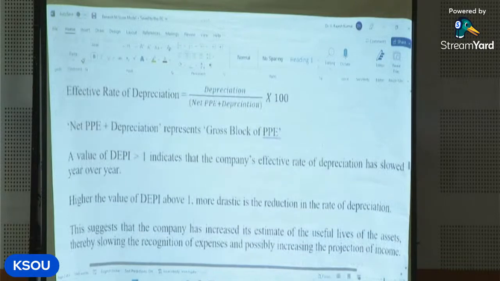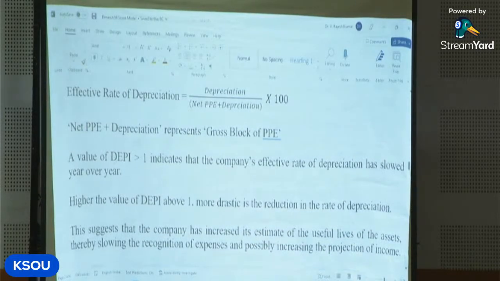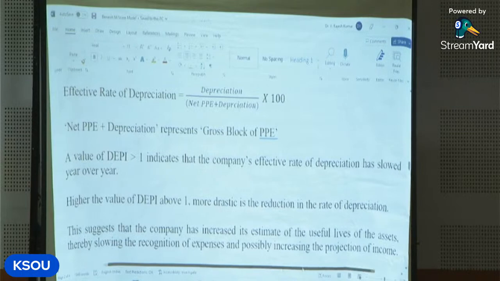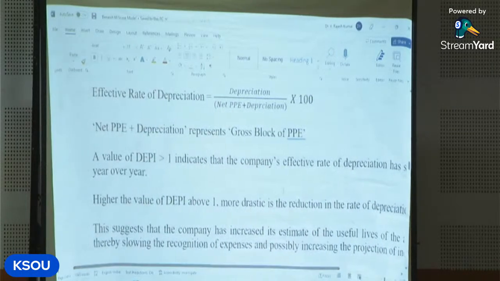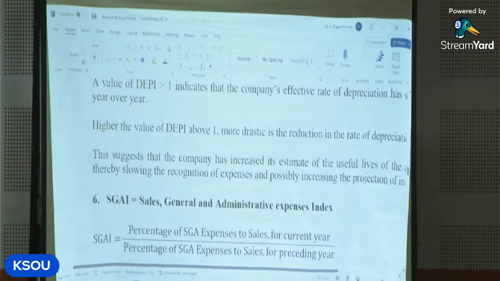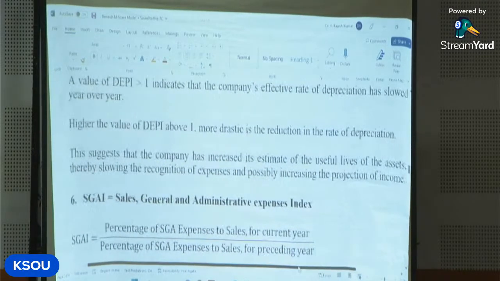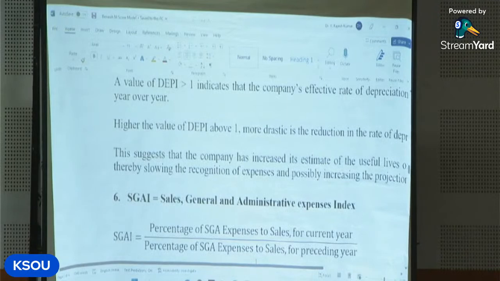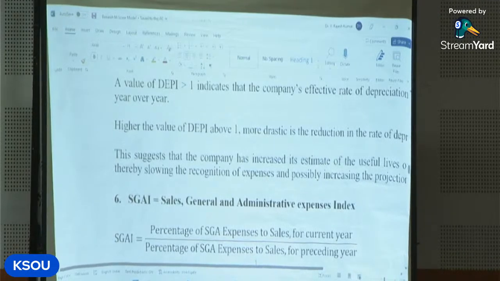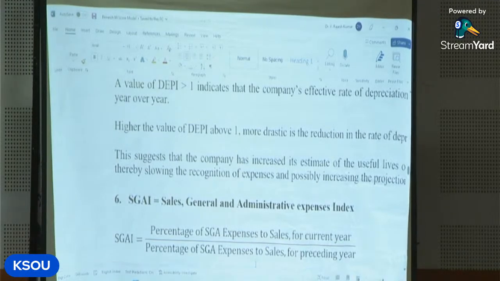Now, again, what does it mean? It is greater than 1. It indicates company's effective rate of depreciation has slowed over the year. What does it mean? Increase estimate of useful life. How do we calculate depreciation, sir? What are the methods of depreciation?